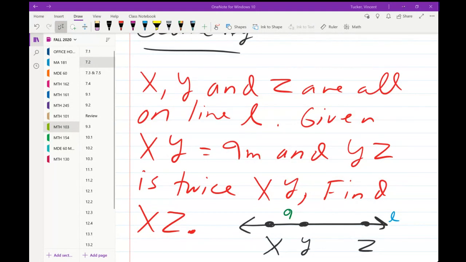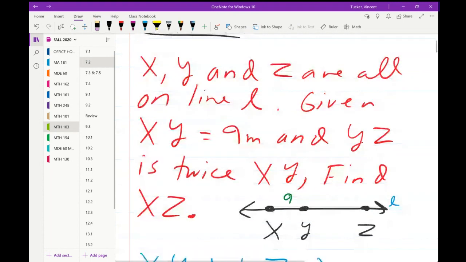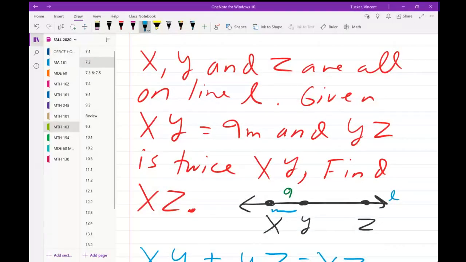All right, somebody has a possible answer. Let's see if he's right. So now you say 18. XY, you're right, YZ is twice XY, but remember we're looking for XZ. So it says YZ is twice XY. They give us XY, they give us a relationship to calculate YZ, but we want to know what is XZ.